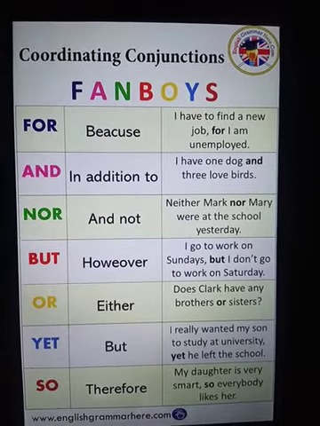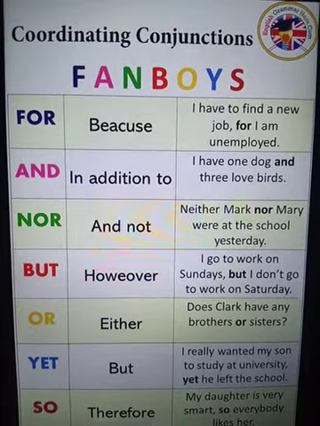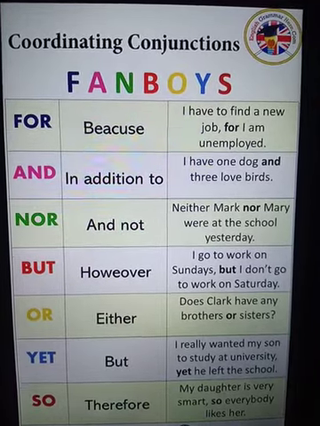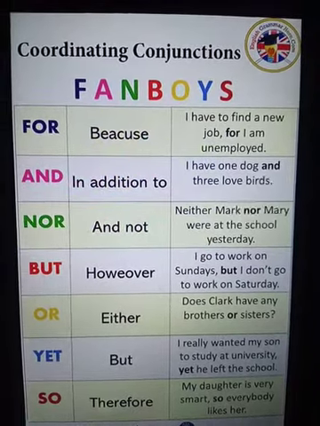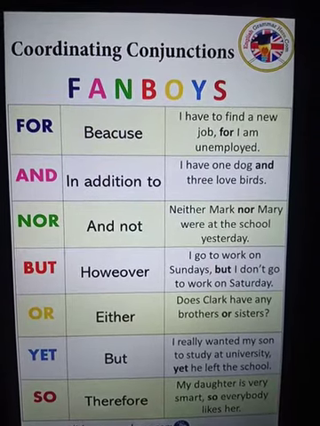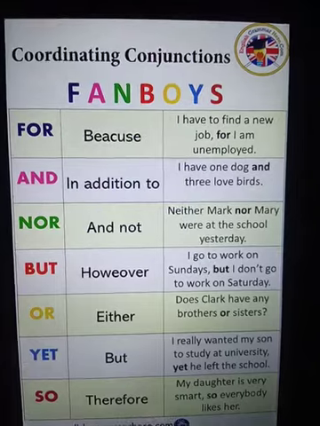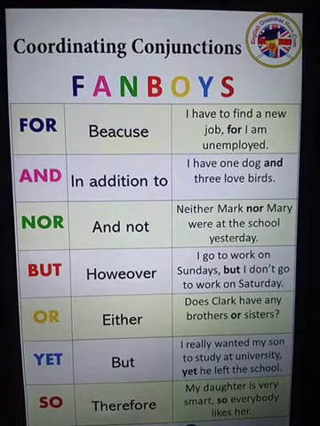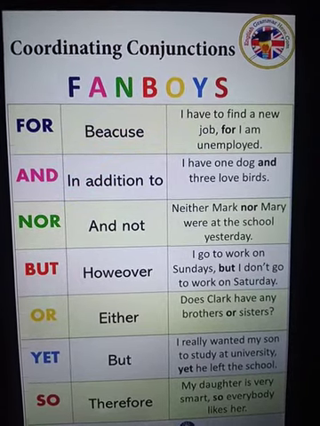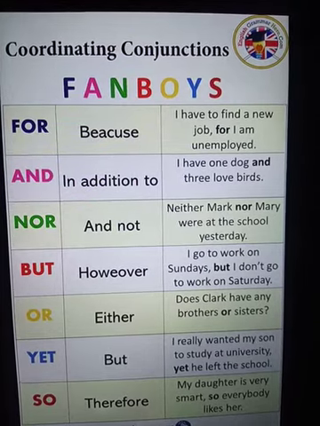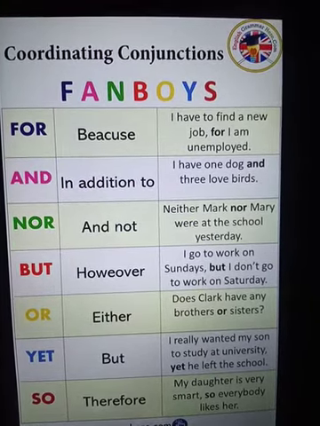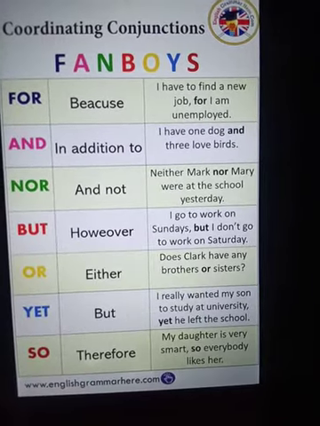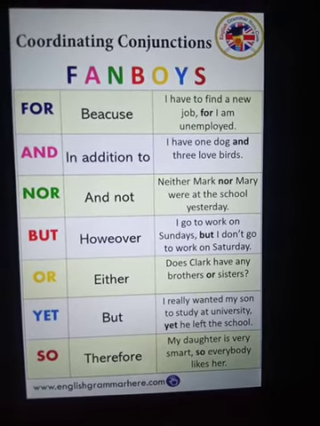Next is but. So where is but used? We have already gone through it: but can be used where two opposite statements are there. I go to work on Sundays, but I don't go to work on Saturday. Next is or. Or can be used when we cite a choice, or when we present alternatives or options. We can write like this also: does Clark have any brothers or sisters? Two things are there and we have to choose one. Let us take an example: do you like tea or coffee? Two things are there, and you can opt for one.